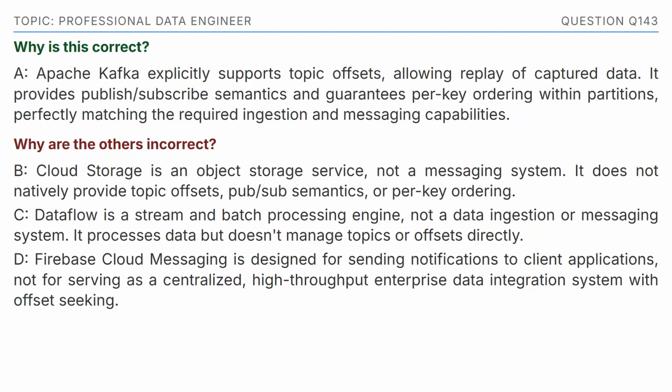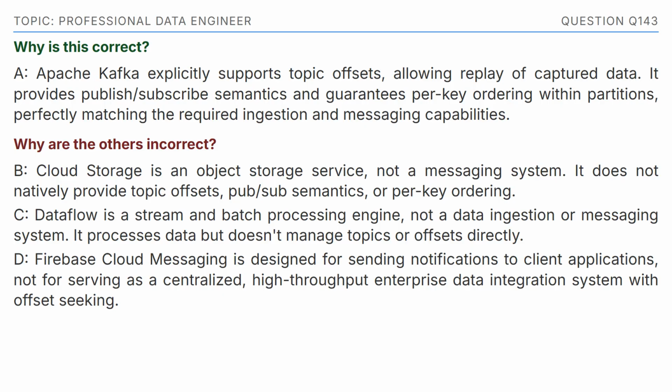Why is this correct? A. Apache Kafka explicitly supports topic offsets, allowing replay of captured data. It provides publish/subscribe semantics and guarantees per key ordering within partitions, perfectly matching the required ingestion and messaging capabilities. Why are the others incorrect?